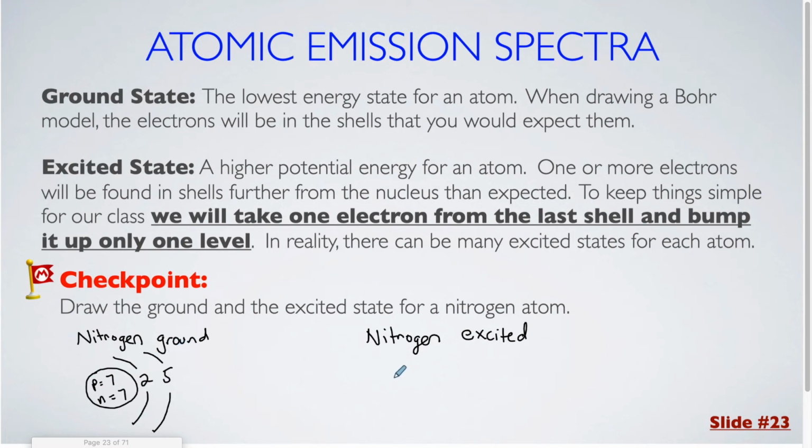Now for the excited state, our nucleus is going to remain unchanged. So my protons are still going to be 7, and my neutrons are also going to be 7. For my electrons, I'm still going to have 2 electrons in the first shell, but in my last shell, I'm going to have 1 electron, which I am going to promote to a new outer shell. So nitrogen within an excited state is going to show 2, 4, and then 1 for the shells of the electrons.